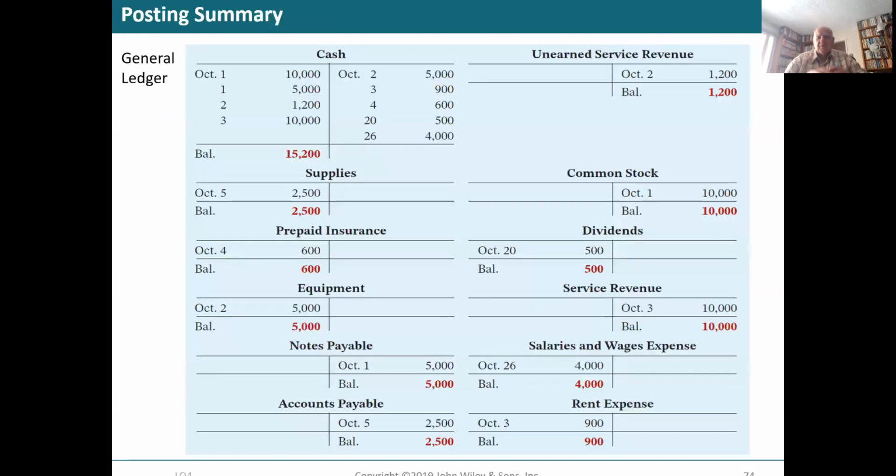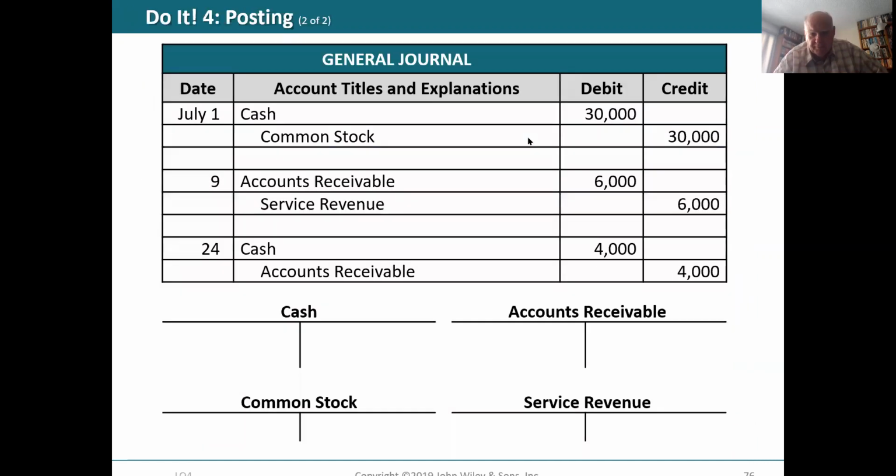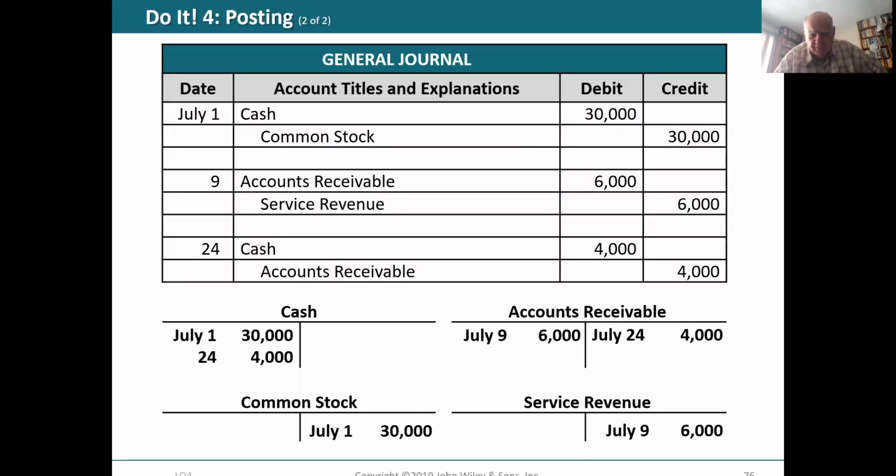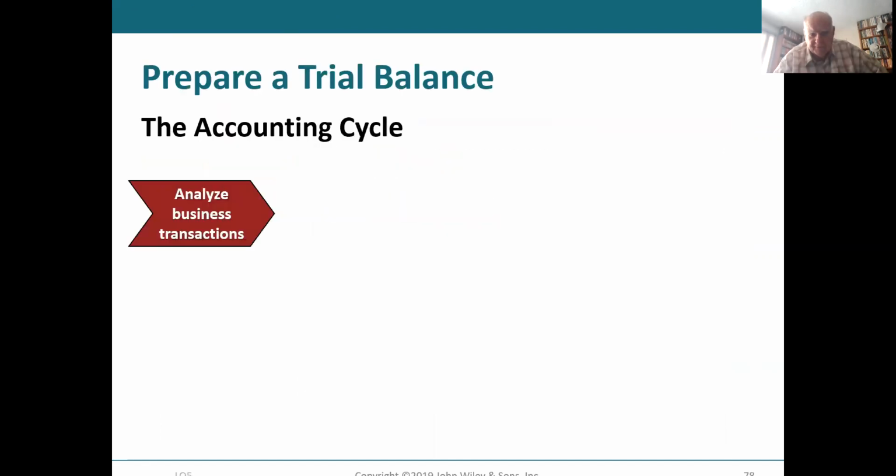Now, let me go back up here if I may. There is our general ledger at the end of the month. What we are going to do now is assume that this general ledger is perfect, that everything's correct. We're now going to take these balances, the 15,200, the 2,500, the 600, and put them into something called a trial balance.